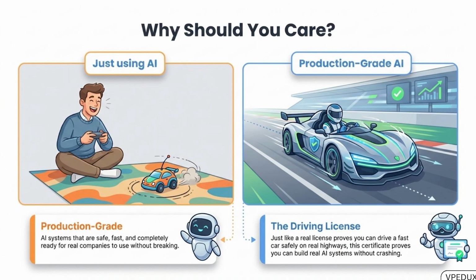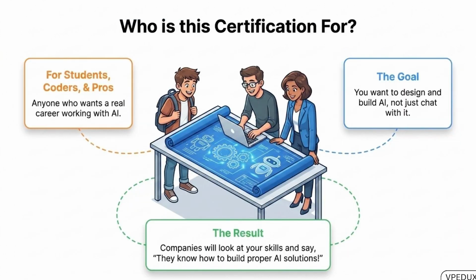Why should you care? The certification validates that you understand how to build production grade AI solutions. Production grade means AI systems that are safe, reliable, fast, and ready for real companies and users. Just like a driving license proves you can drive safely on real roads, this certification proves you can build real AI systems.